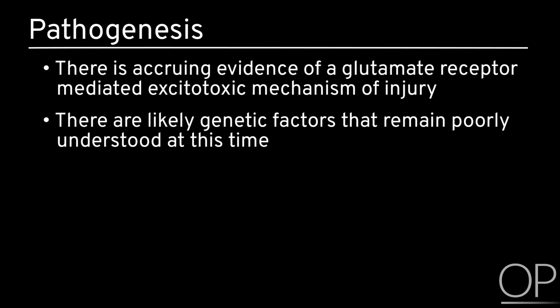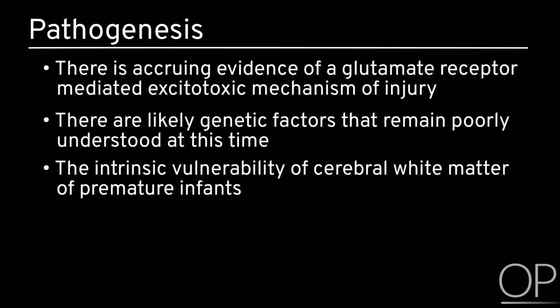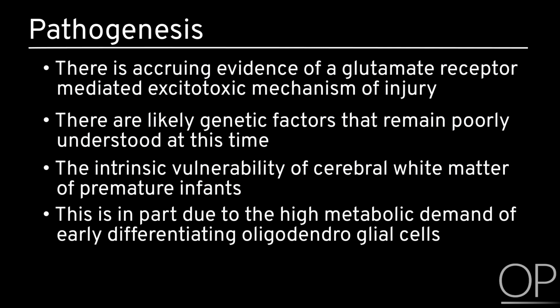The final factor identified in the pathology of PVL is the intrinsic vulnerability of cerebral white matter of premature infants. This is in part due to the high metabolic demand of early differentiating oligodendroglial cells.